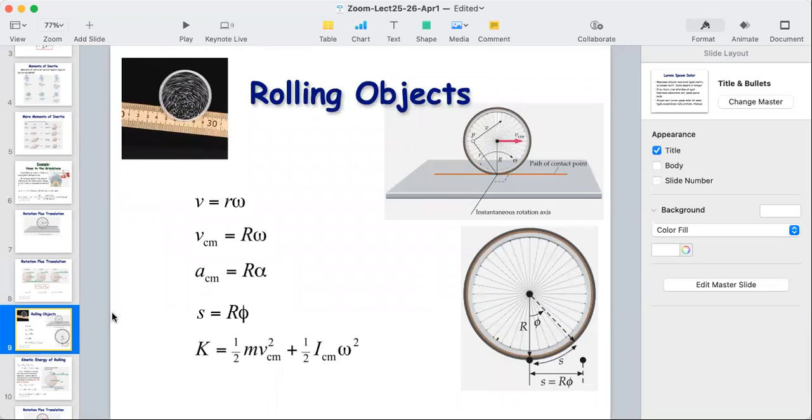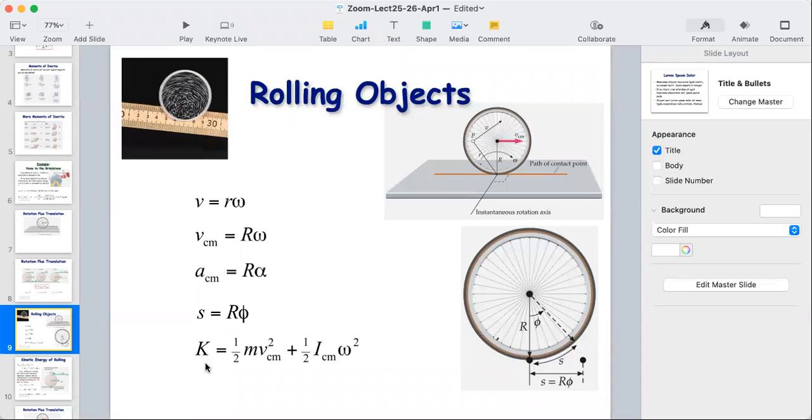So we can write all the equations of a rolling object. The linear velocity is going to be r omega. The velocity of the center of mass is going to be capital R, because capital R is really the radius of your wheel, times omega. The acceleration of the center of mass is R alpha, where alpha is the angular acceleration. If the problem is asking for s, which is an arc of the circumference, it is R multiplied by theta, the angle that has been moved during the period of time.